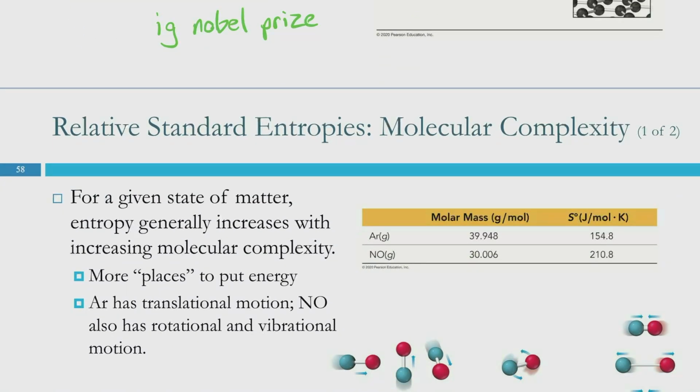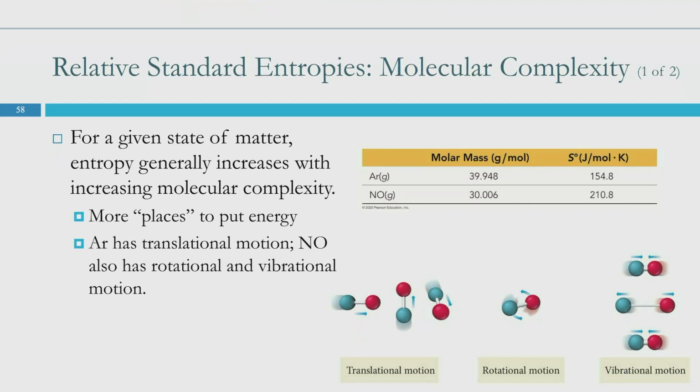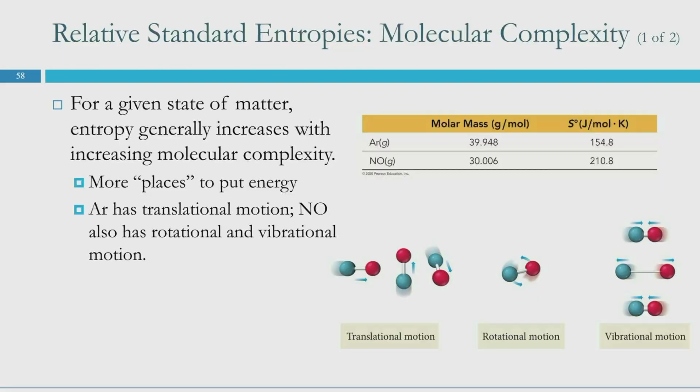Okay, so that's allotropes, just different forms of the same chemical. Also, molecular complexity plays a role. So increasing molecular complexity, more things that can move around. Here we're comparing argon and nitrogen monoxide. Argon, being just one atom, can move around, and that's kind of all it can do.